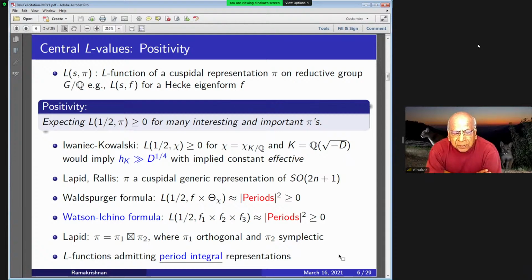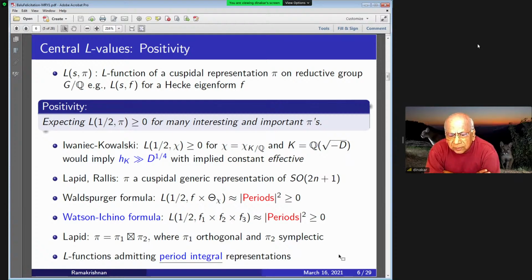And then Lapid and Rallis proved that if you take any cusp form, which is generic, meaning it has a Whittaker model, on SO(2n+1), then you have non-negativity. So I say positivity sometimes, but it's greater than or equal to 0.